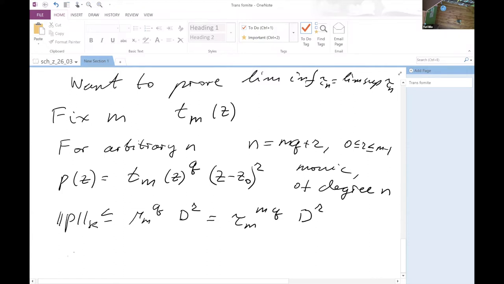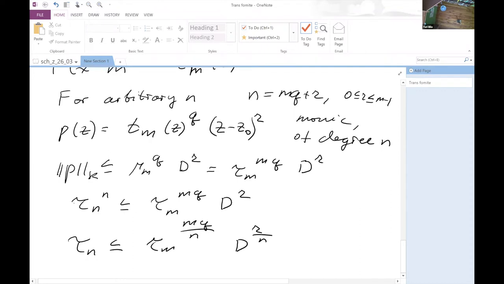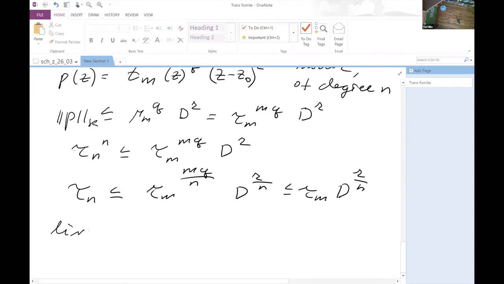Very well. Then this implies that our tau n to n is smaller than this norm because it is the smallest norm. So we obtain the following inequality: tau n to n is at most tau m to mq, d to r. And so tau n is bounded by tau m to mq over n, d to r over n. And well, mq over n is at most one. So it is simply tau m, d to r over n. And when n tends to infinity, this will be 1. So we obtain that lim sup tau n is bounded by tau m.